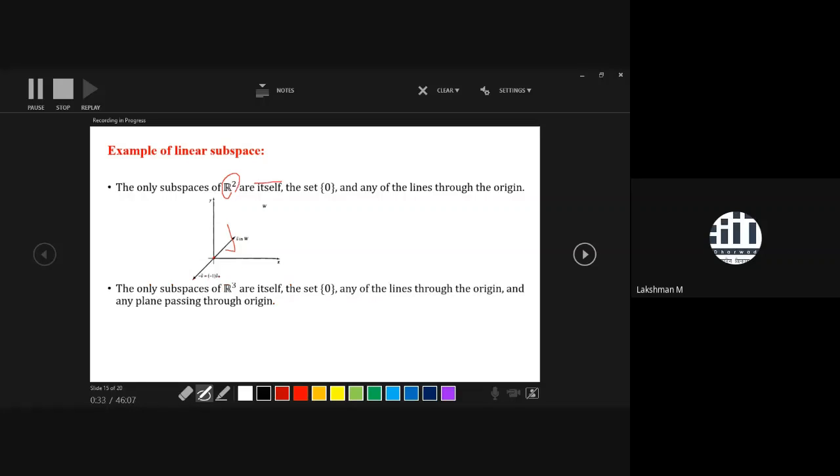Similarly, if we go to 3-dimensional R3, what are the possible subspaces? R3 itself, the singleton set 0, any line passing through the origin, and any plane passing through the origin. All these are possible candidates for being a subspace in R3. Time is already over, so other things we will discuss in detail in the next class, probably next week.